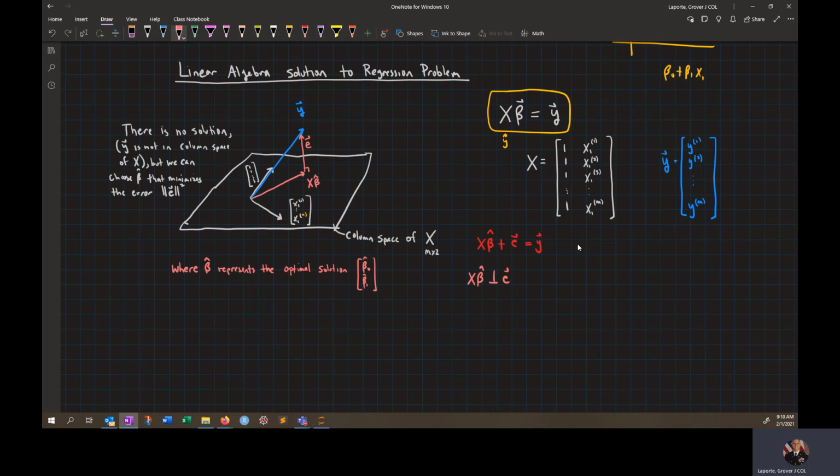So now we just solve for e, and we know this error vector must be equal to y minus x beta hat, not x b, but x beta hat. This is what we're going to end up substituting into this e vector.